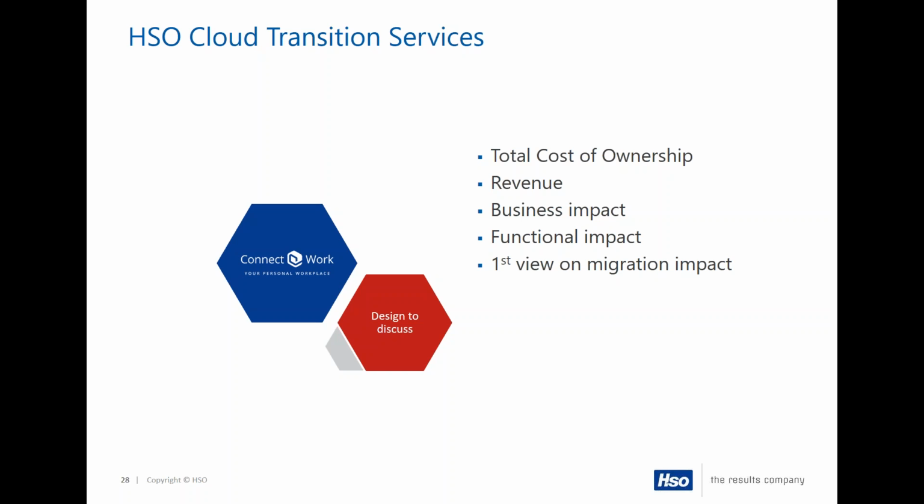So what would be your upfront investment, maybe stage by stage, and what would be your operational expenses month by month? What is the revenue from a business perspective, from a functional perspective, from a productivity perspective? And after these workshops, we have a first view on the migration impact. So which migration scenario is the best for your company to realize digital transformation in some sub-projects after each other?